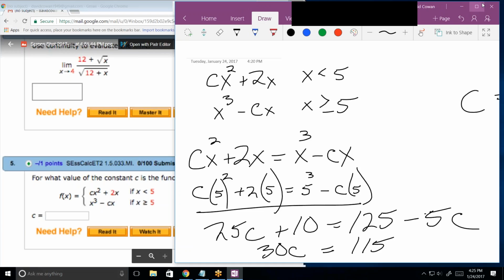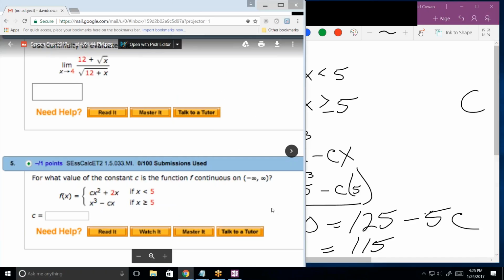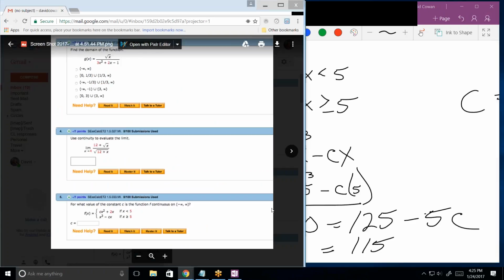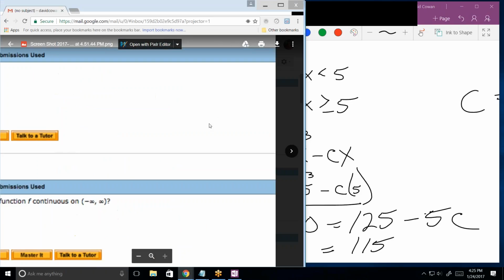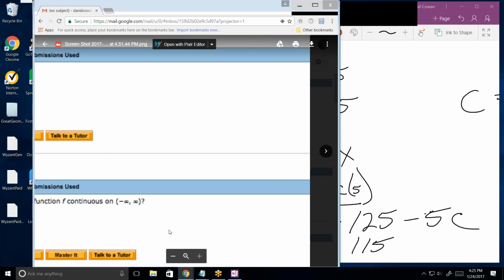Yes, it is. These are much easier than I thought they were. Well, they're actually much easier than I thought, too. When I first looked at them, I thought they were harder.